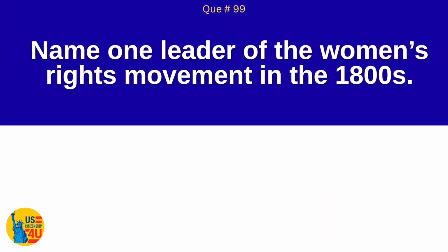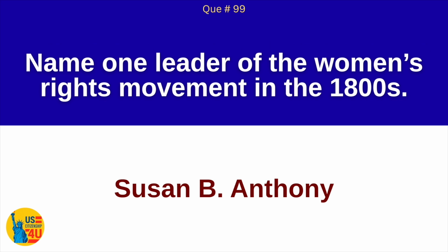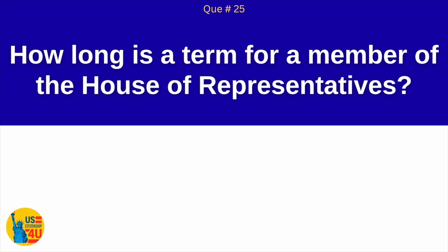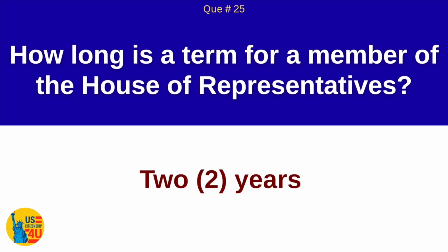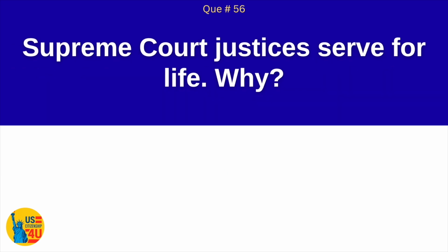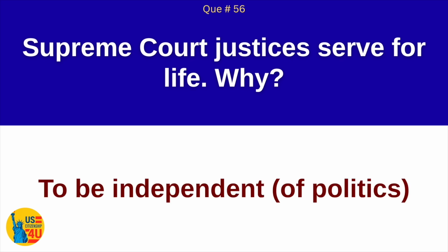Name one leader of the women's rights movement in the 1800s. Susan B. Anthony. How long is a term for a member of the House of Representatives? Two years. Supreme Court justices serve for life. Why? To be independent of politics.